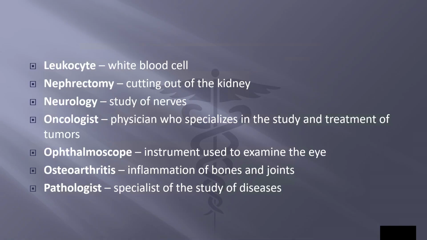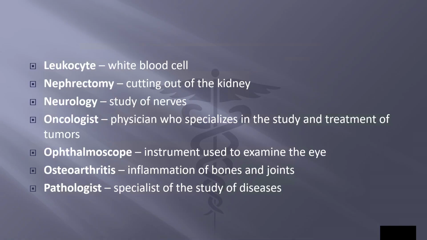Next we have nephro, which means kidney. Our medical term, nephrectomy. Here it tells us ectomy means cutting out, an excision or resection of an organ or part of the body. So nephrectomy is cutting out of the kidney. Next we have neuro, which means nerve. So neurology is the study of nerves.